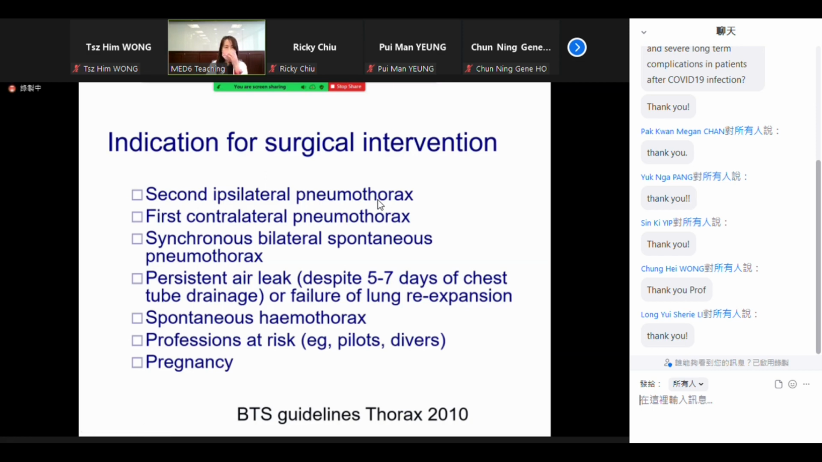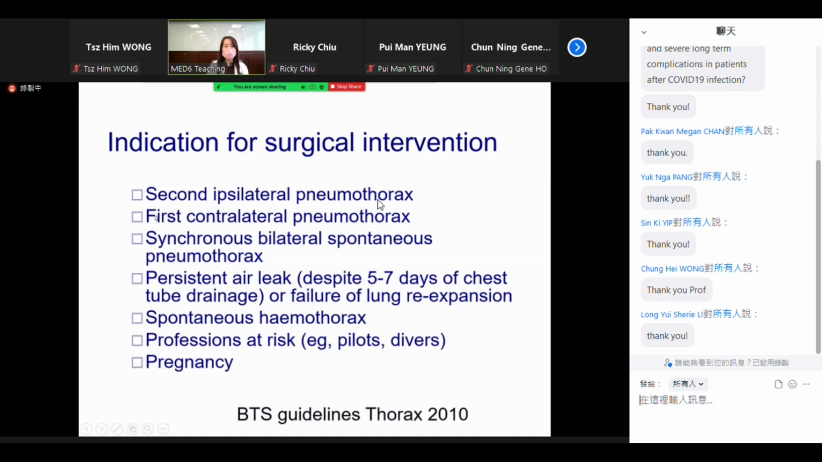For the first episode of primary spontaneous pneumothorax, like a young gentleman, 20 years old, presenting with a first episode of pneumothorax, we just drain the pneumothorax. As long as there's no air leak, we can remove the chest drain and then go home. If the patient is smoking, then we will ask him to quit smoking. However, if the patient gets a second episode on the same side, then we have to refer to surgery.